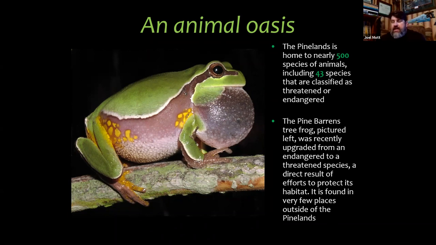Talk about spring. These guys are a little bit of a late caller, so they haven't started calling yet. They tend to start to call as the end of May comes around, really call a lot through June, and then kind of wind up in July. So the Pine Barrens tree frog in particular tends to have more of a summer calling season of that transition. There are 500 animals that occur in the Pinelands and 43 that currently are considered threatened or endangered.